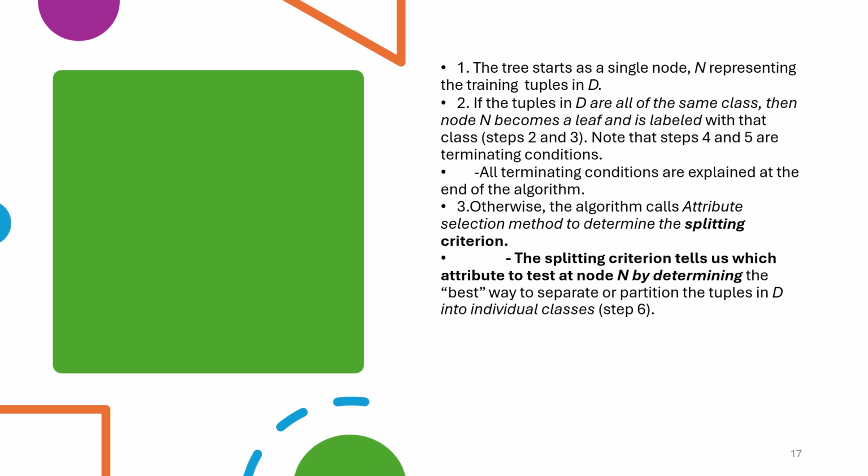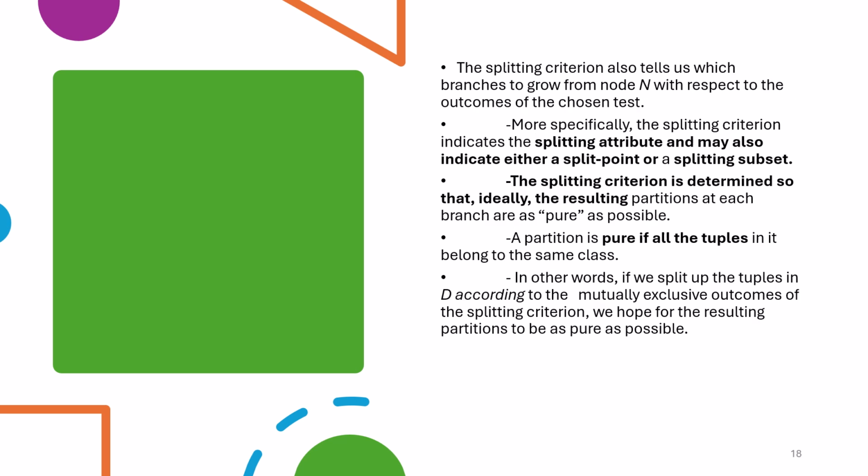The splitting criterion tells us which attribute to test at node n by determining the best way to separate the partition of the tuples in D. The splitting criterion also tells us which branches to grow from node n with respect to the outcomes of the chosen test. More specifically, the splitting criterion indicates the splitting attribute and may also indicate either a split point or splitting subset. The splitting criterion is determined so that, ideally, the resulting partitions at each branch are as pure as possible.